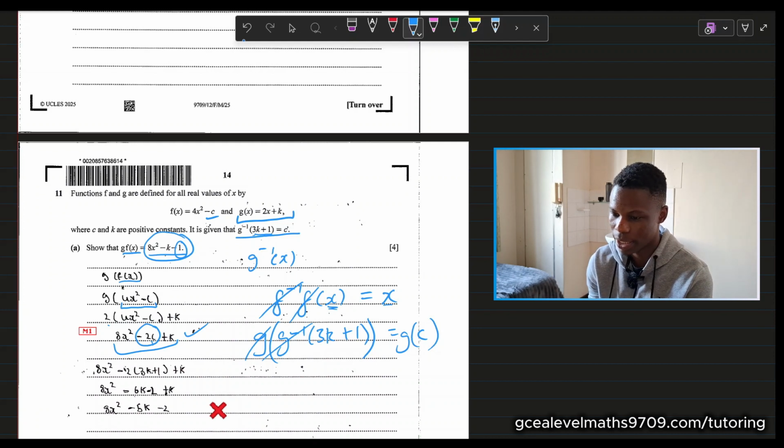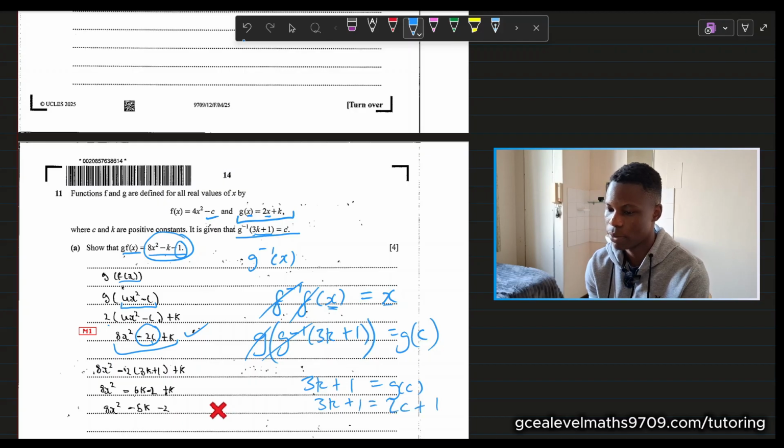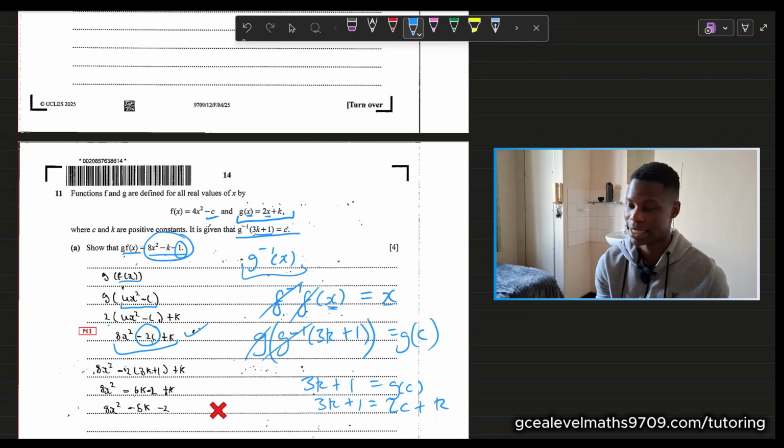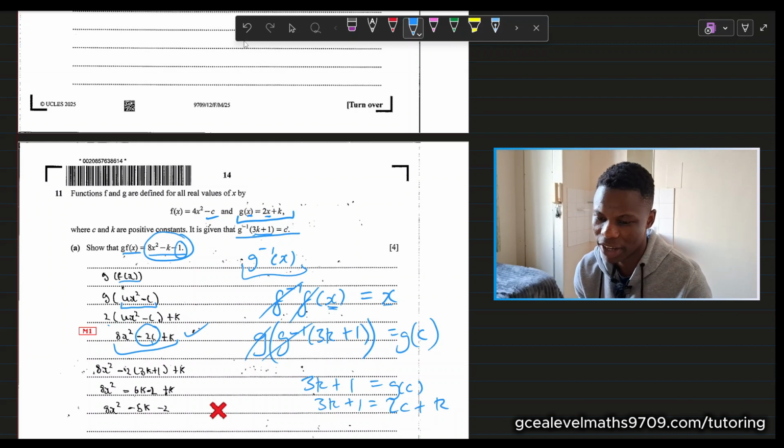So you'd end up with 3k plus 1 is equal to g of c. And you know what g of x is, so replace this x with c. So you end up with 3k plus 1 is equal to 2c plus k. And from here, I'm sure you'll be able to rewrite c in terms of k. So you could have done it by finding the inverse and then substituting, or you could have done it using this idea of inverse functions cancelling each other out, which I think may have been a bit simpler.